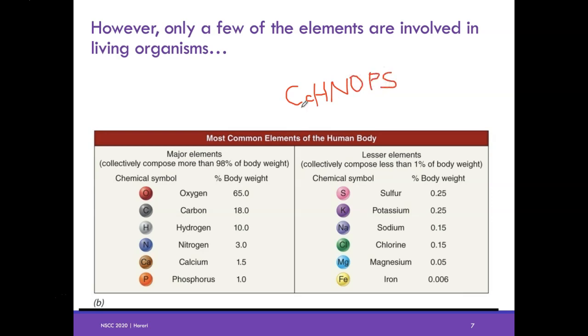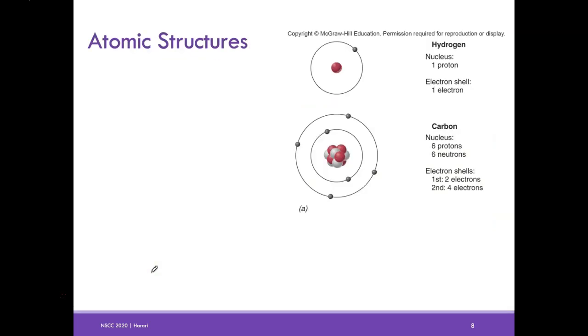These are the major elements in living organisms. So carbon, calcium, hydrogen, nitrogen, oxygen, phosphorus, sulfur. Again, you don't really have to know these lesser elements, but you should know that our body does require some trace elements, like magnesium and iron, in order for us to function. So we need some trace elements, but we also have these, which are called the bulk elements, because these compose more than 98% of our body weight.